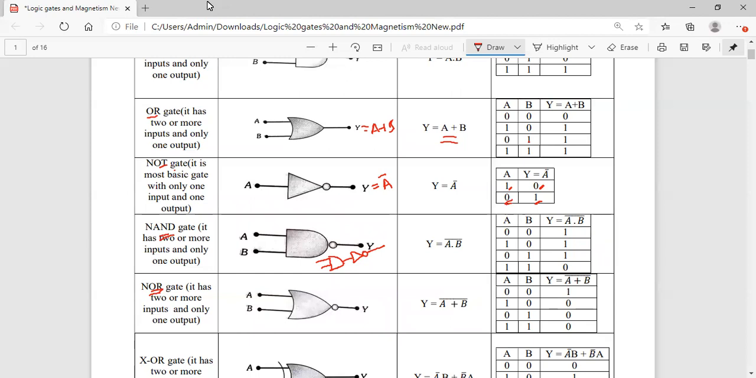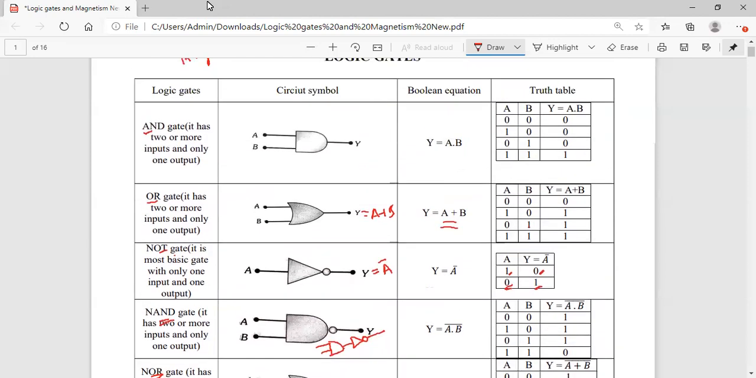When A is low and B is low, then A into B is low, Y equals what? Low. But it's a bar. Negation of low is what? High. Similarly, 1, 0 gives 0, but the negation of 0 is 1. 0, 1 is also 0, and the negation of 0 is 1. If both the inputs are high, then A into B is high. Negation of A into B gives what? 0. This is the truth table of the NAND gate.